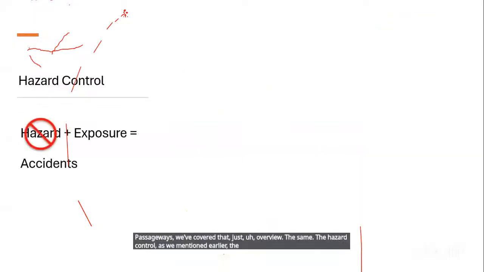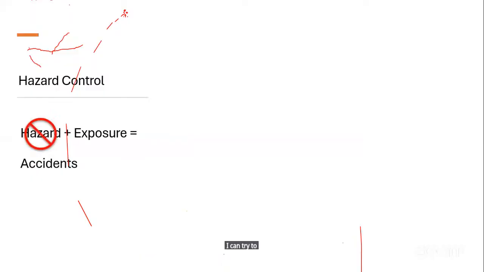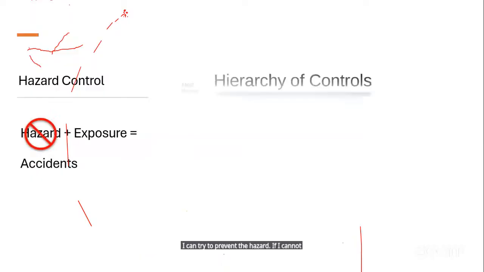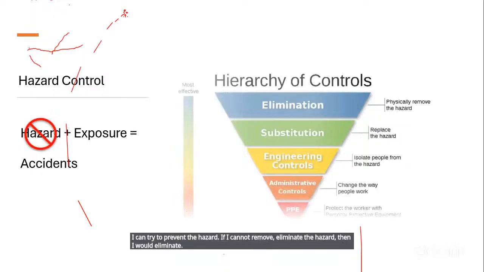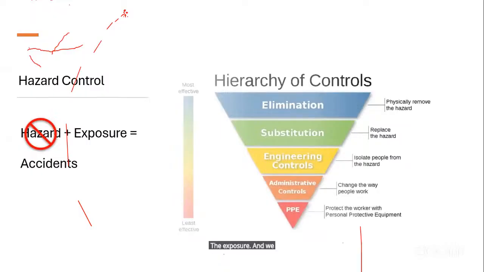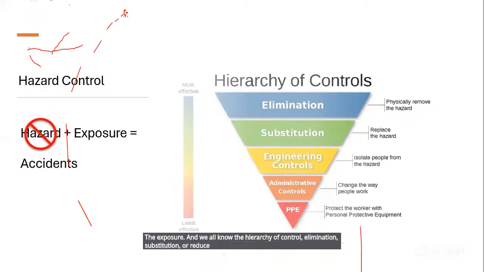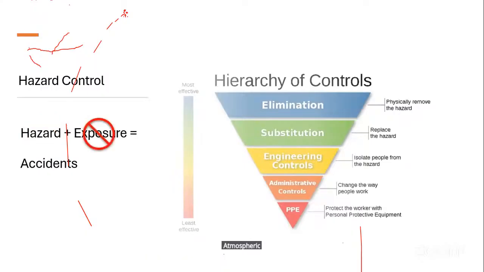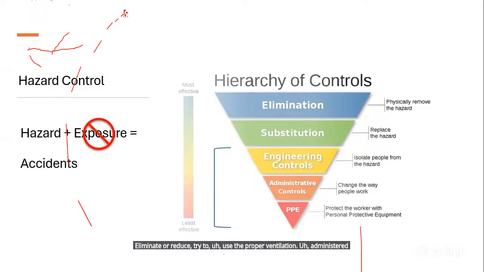The hazard control, as we mentioned earlier: I can try to prevent the hazard. If I cannot eliminate the hazard, then I will eliminate the exposure. And we all know the hierarchy of control: elimination, substitution or reduction, engineering control, administrative control, and PPEs. So if you cannot eliminate or reduce, try to use proper ventilation, then administrative control: policies, procedures, training, and PPEs, of course.